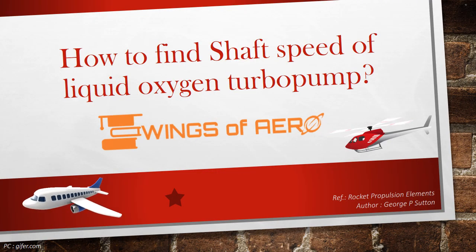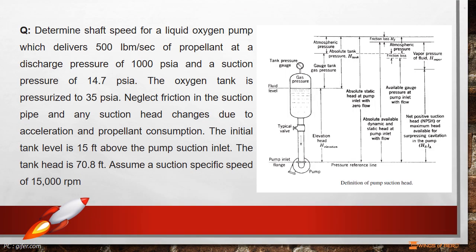Now we are going to learn how to find the shaft speed for a liquid oxygen turbopump. Consider a liquid oxygen turbopump. Determine the shaft speed for a liquid oxygen pump which delivers 500 pound-mass per second of propellant at a discharge pressure of 1000 pounds per square inch and a suction pressure of 14.7 pounds per square inch. The oxygen tank is pressurized to 35 pounds per square inch. Neglect friction in the suction pipe and any suction head changes due to acceleration and propellant consumption.